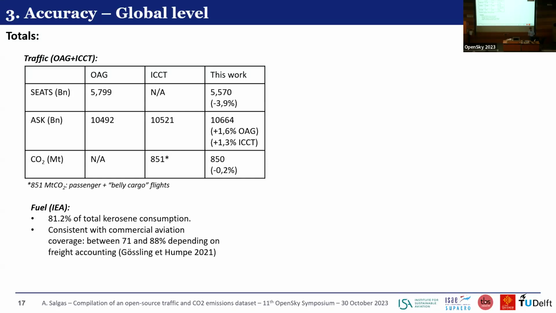And in terms of CO2, we are at a constant perimeter, meaning passenger flight, and also considering the importance of the freight carried in passenger aircraft, not the dedicated freighter aircraft. We are exactly at the same value as ICCT. And if you look at the fuel burn of IEA, we are at around 81.2% of the total kerosene consumption, which is pretty consistent with the values we can find in the literature, looking at the relative importance of the considered perimeter.